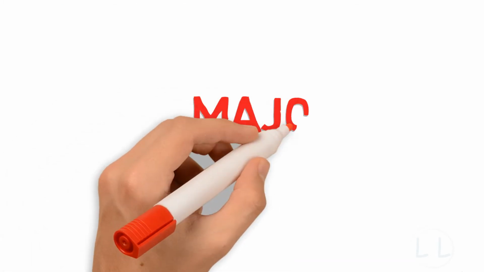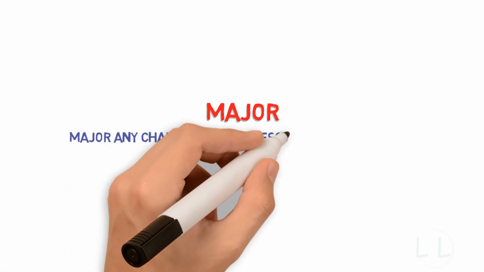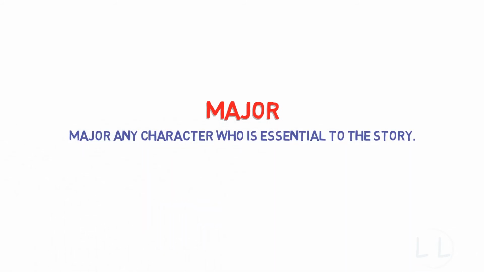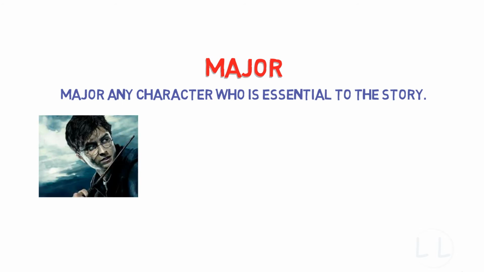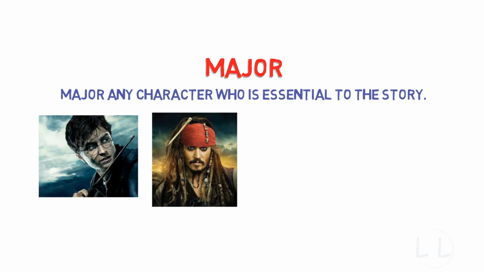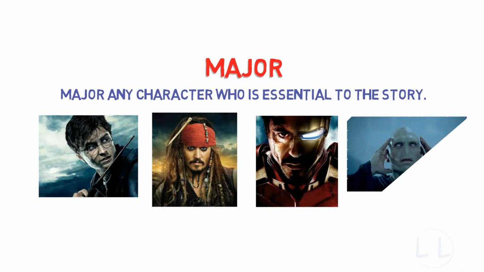Next we have the Majors. A Major is any character who is essential to the storyline. For example, a story about a boy wizard, we have a boy wizard. Or a story about a pirate, we have a pirate that sails the Caribbean islands. Or a story about a billionaire who starts a team to defeat evil. Or perhaps the villain. Yes, the villain can be a major too.